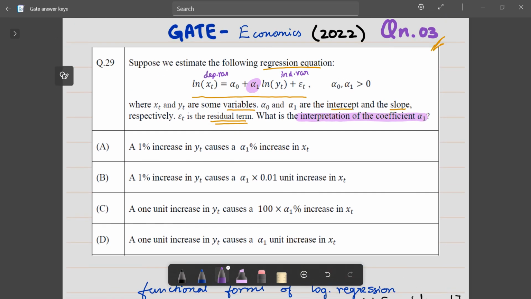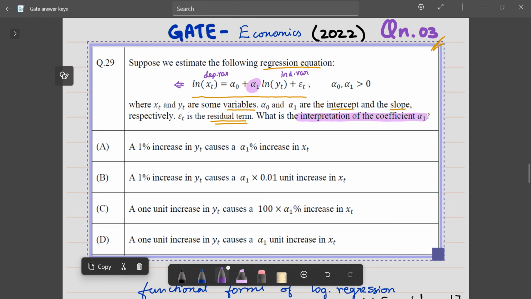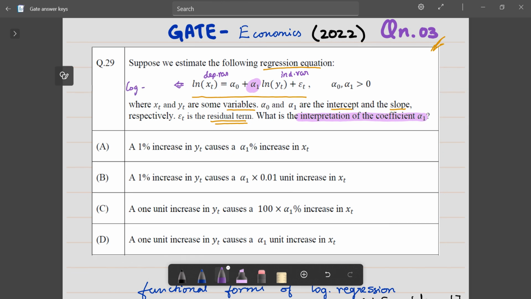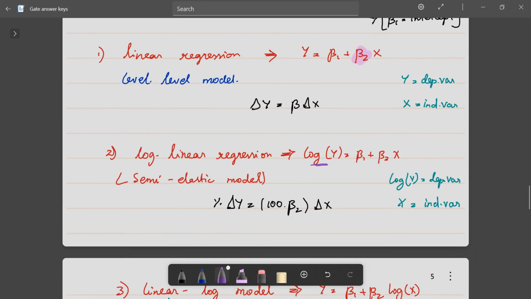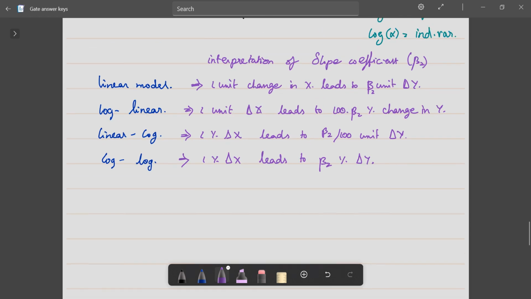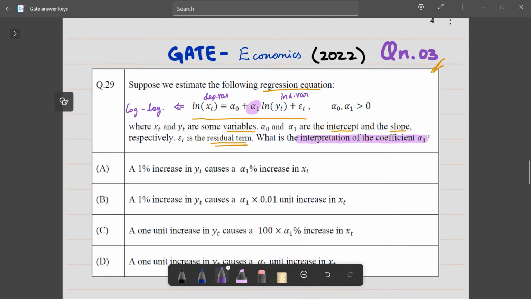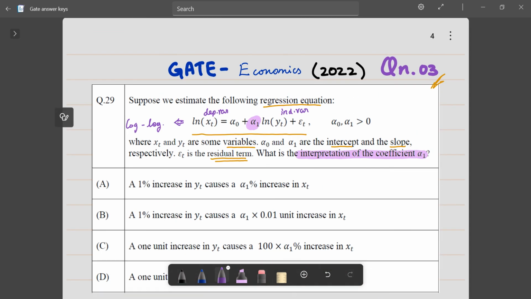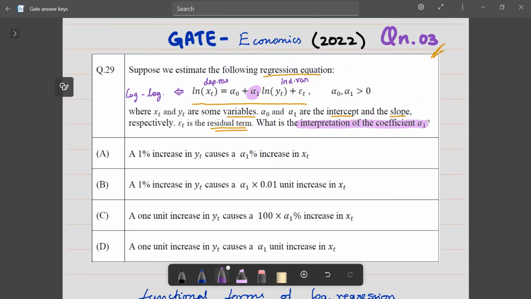As you have clearly seen, this regression equation is a double log model. So what is the interpretation for the double log model which we have seen here? 1% increase in the independent variable leads to beta 2% increase in the dependent variable. Here xt is the dependent and yt is the independent. Therefore 1% increase in yt causes alpha 1% increase in xt. So this is the answer.